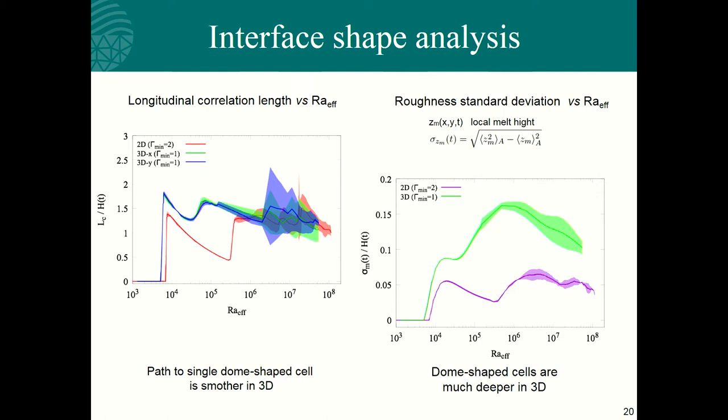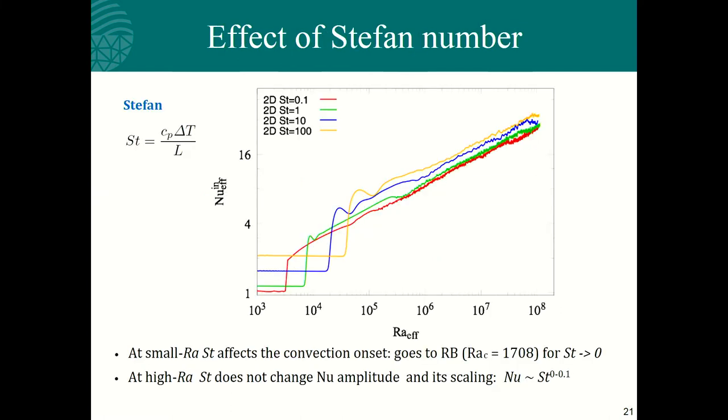The message here is that in 3D, the path to a single dome shape cell is much smoother than in 2D, and the cells are much deeper in 3D. Another parameter that can be analyzed is the effect of Stefan. We did it only for 2D at the moment.